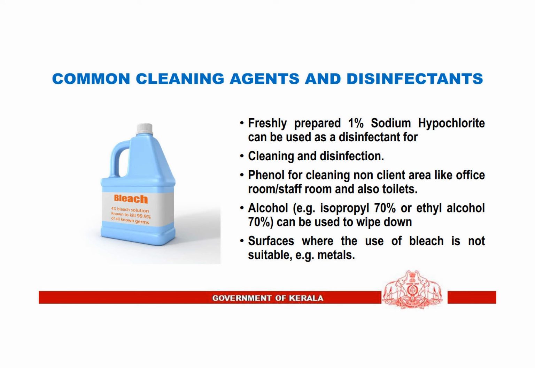Common cleaning agents and disinfectants. Freshly prepared 1% sodium hypochlorite can be used as a disinfectant for cleaning and disinfection. Phenol for cleaning non-client area like office room or staff room and also toilets. Alcohol, for example isopropyl 70% or ethyl alcohol 70%, can be used to wipe down surfaces where the use of bleach is not suitable, for example metals.